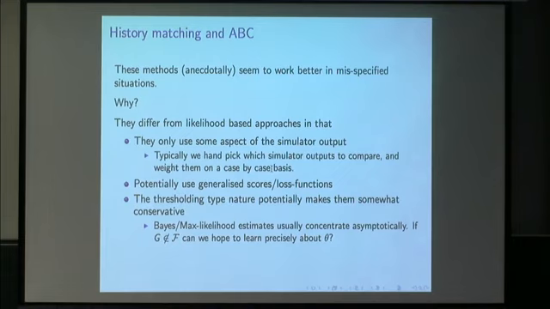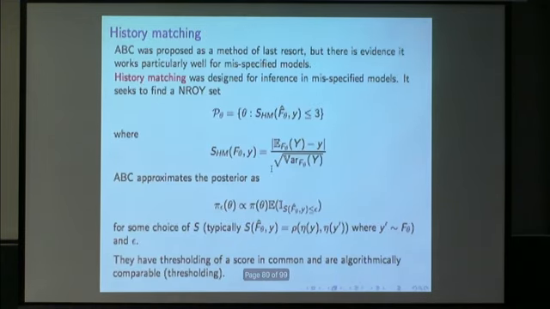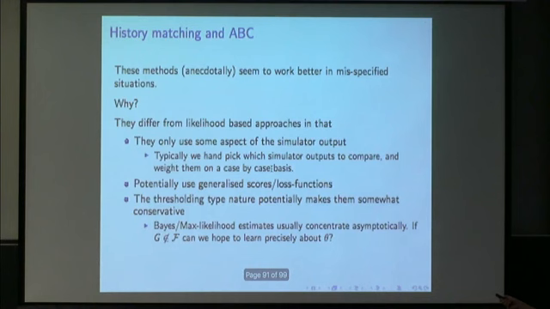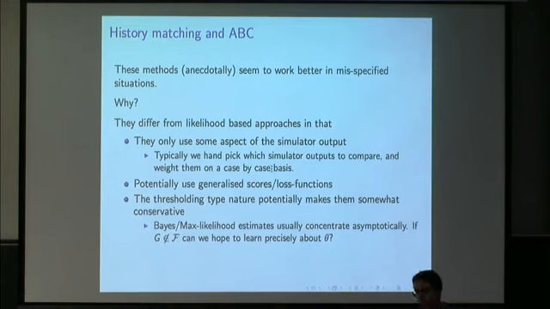Secondly, potentially, they use generalized scores or loss functions. In history matching, they use this score, but there are other scores we might choose to use. Phil David has studied classes of proper scoring rules that are robust to certain types of misspecification, to outliers in particular. So perhaps it comes about from the scoring. The log likelihood is known to be highly sensitive to misspecification, and we use log likelihood in Bayesian and frequentist statistics generally.